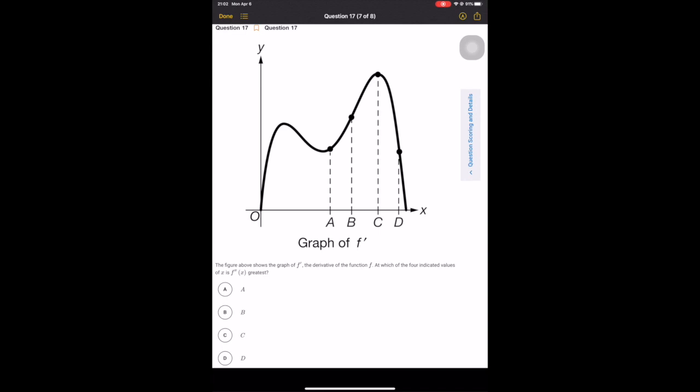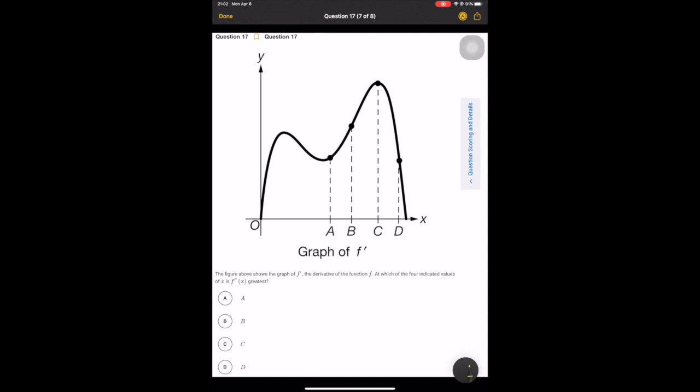Alright, so here we have a graph, and it says the figure above shows the graph of f prime. Super important that we pay attention to these things, whether they're talking about f prime or f. Makes a huge difference. Alright, so here we have the graph of f prime of x, the derivative of the function f. At which of the 4 indicated values is f double prime of x the greatest? When is the second derivative the greatest? Okay, what can we say about these points? How are they different?